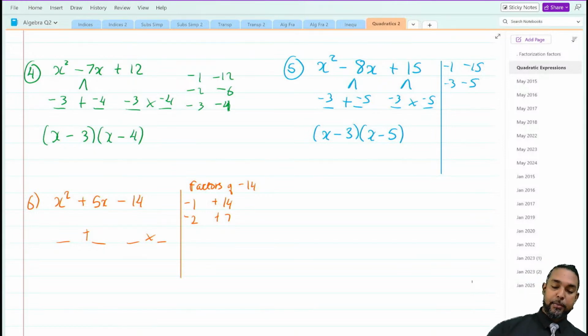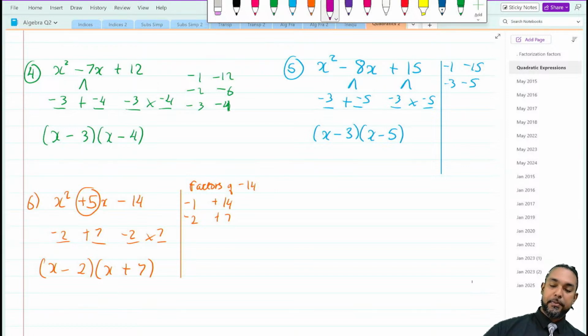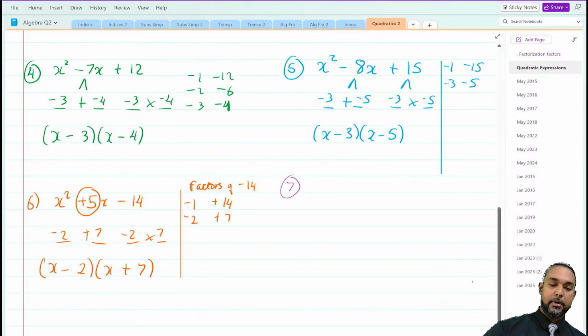So let's check it out. If we put minus 2 plus 7, we will get back 5. And of course, minus 2 by 7 is minus 14. So when you express it in factored form, right? When the term at the end is negative, the factors have different signs. And whatever sign the middle term has, the larger factor has the same sign. Right? Let's switch it.